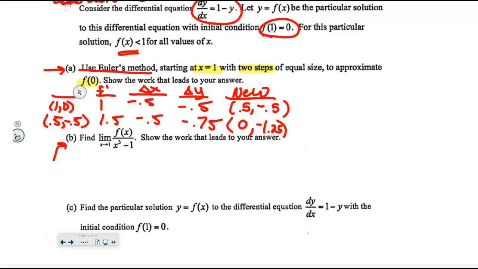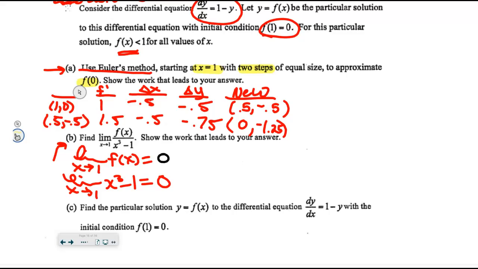Now, do you remember how I told you to write it when you're doing L'Hopital's? If you want full points, what do you have to tell me? Limit as x approaches 1 of f of x, which would be f of 1, which is 0. Limit as x approaches 1 of the denominator would be 1 cubed minus 1, which is also 0. Now you can do L'Hopital's to get full credit. This would be 2 points. Okay? It actually went that way on the scoring guidelines.